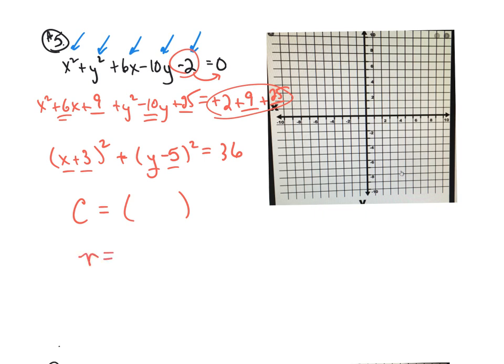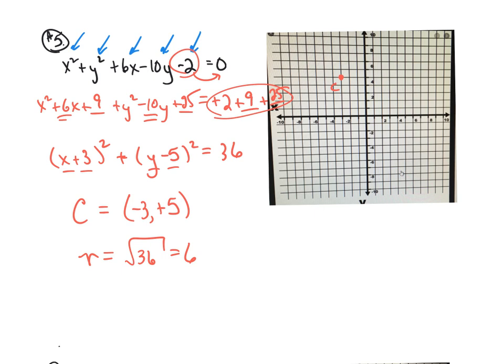The center, remembering opposite signs when we have numbers inside parentheses. For the x, the opposite of positive 3 is negative 3, and for the y, the opposite of negative 5 is positive 5. And then the radius is going to be the square root of the number on the right-hand side. So here, that's the square root of 36, which is 6. So the center is going to be 3 to the left and up 5. So 1, 2, 3, 4, 5. So the center is going to be right about there.